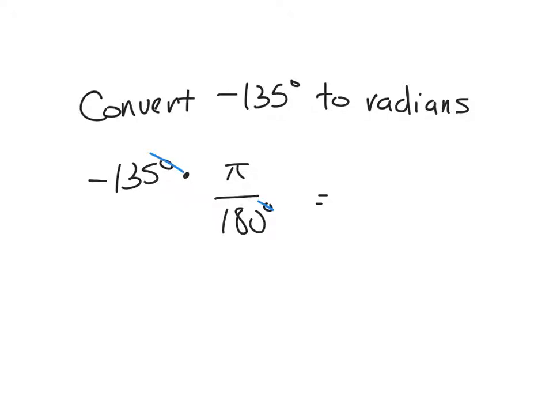So I'm just going to punch in 135 over 180 in my calculator and let it reduce the fraction for me by hitting math frac. And it tells me 3/4, so it'd be 3 pi over 4 radians. That should have been pi radians right there. So that's 3 pi over 4 radians.